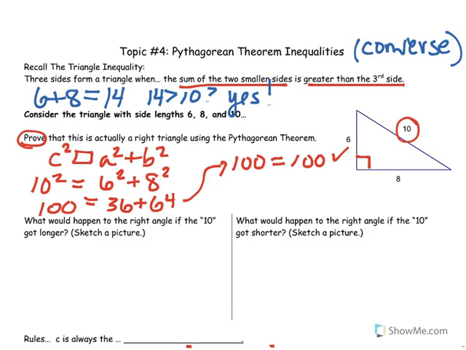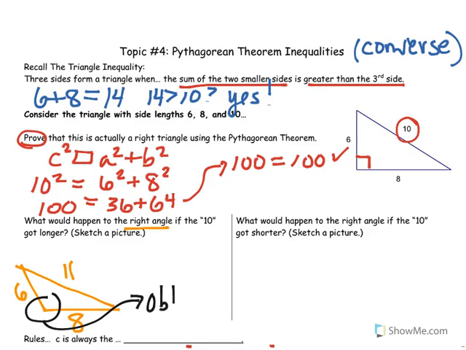What would happen to the right angle if the 10, the side with the length 10, got longer? So I still have this side length 6, and I still have the side length 8, but let's say this side length here, connecting, is no longer 10, but it's stretched open a little bit and has become 11. What happens to this right angle here? Well, if it's stretched open, it's now bigger than 90. So this right angle is now obtuse.